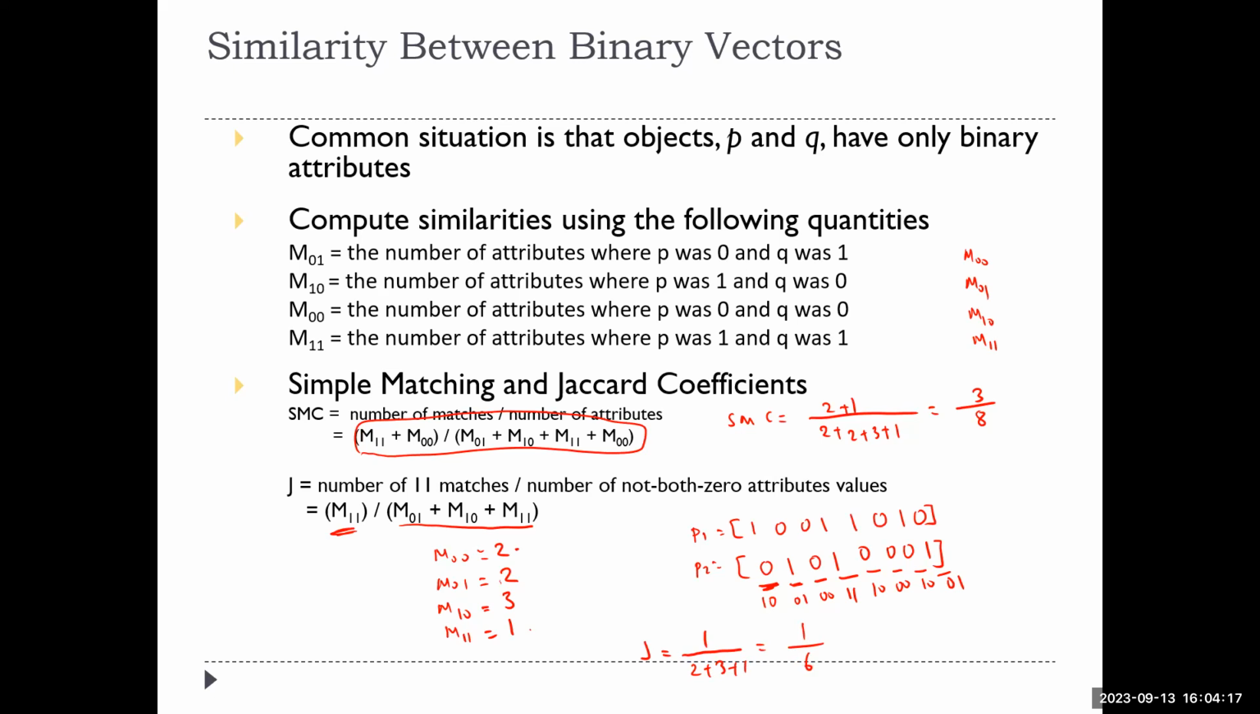That's Jaccard. Jaccard makes sense for asymmetric attributes, where one value is more common than the others. For example, in typical databases, zeros will be more common than ones. Then in that case, we are going to use Jaccard. Does it make sense?